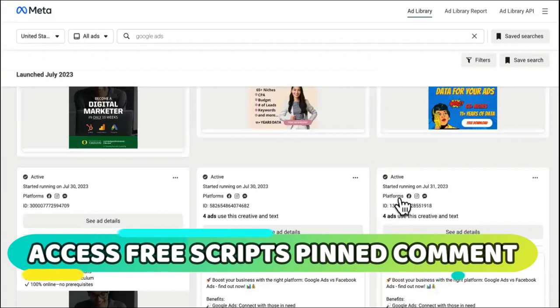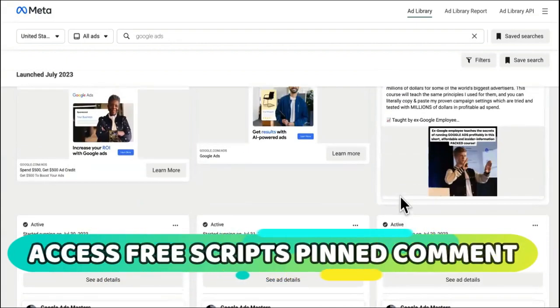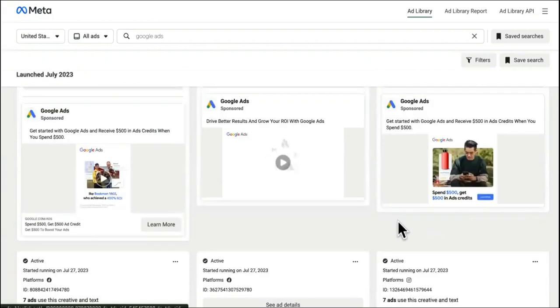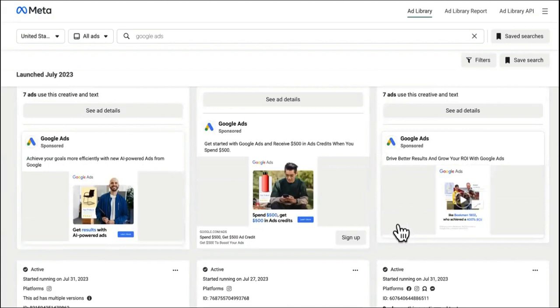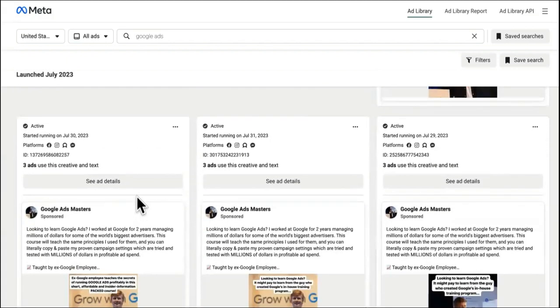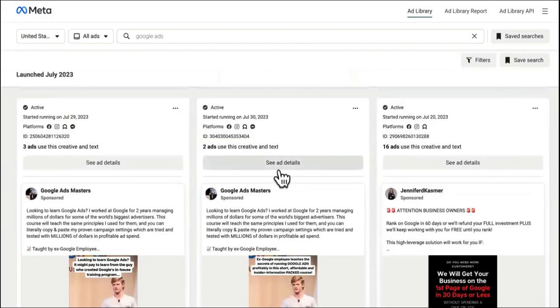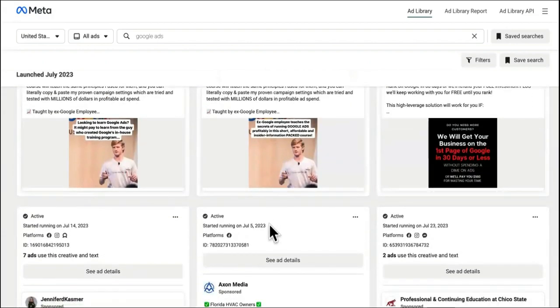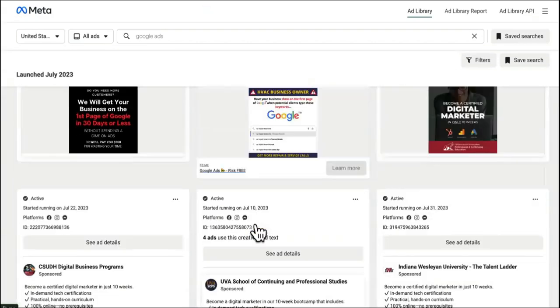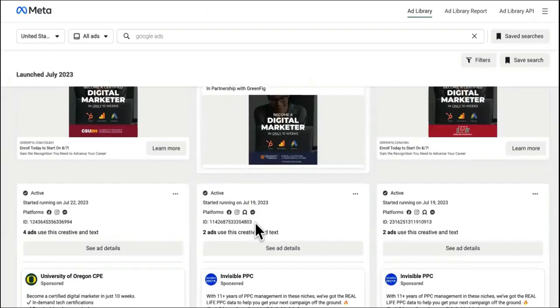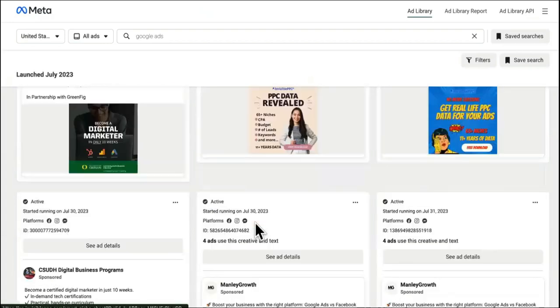So you got all of these partners. If you stop looking at people as competition and look at them as collaborators, no matter what, they might not offer the same exact service as you, so you can fill in a blank spot for value for them. So these are people that are running Google Ads, Google Ads masters. What you want to do is click on see ad details. Look at this one, running since July 5th. You want to find people that have ads that have been running for a while, though. And you want to partner with them because you know they spend money to get in front of people.